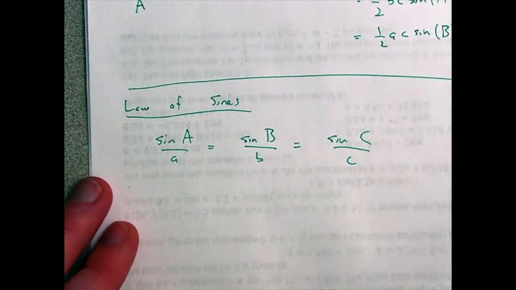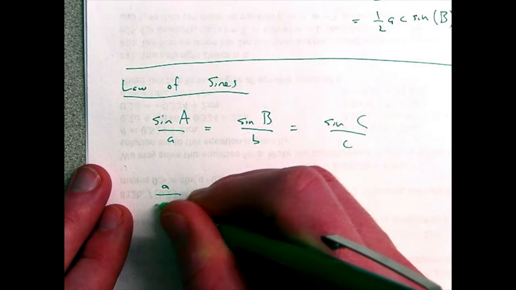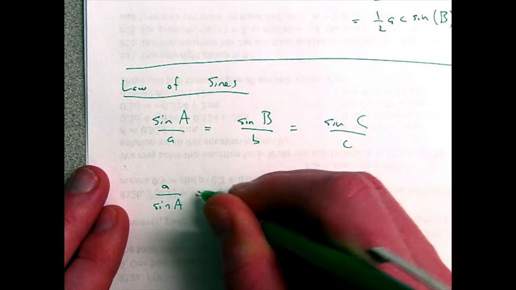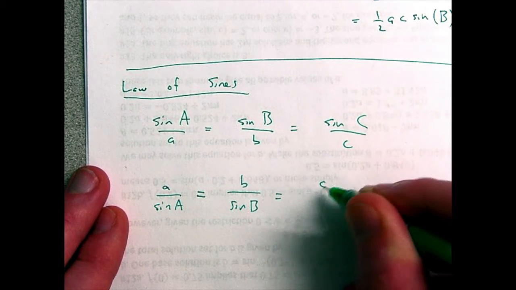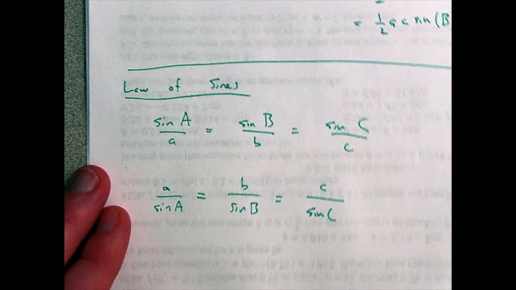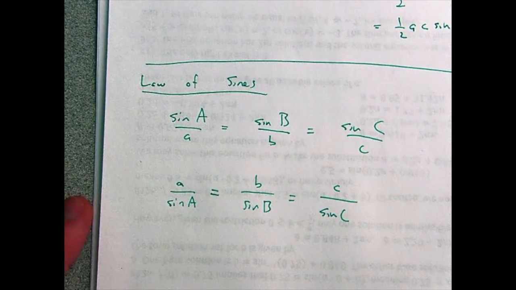Just one quick note, sometimes the law of sines is written this way. Sometimes it's written with the lengths on top of the fractions. So little a over sine A, little b over sine B, little c over sine C. It doesn't matter. In fact, you can switch between the two forms. They're equivalent. Use whichever one is more convenient.